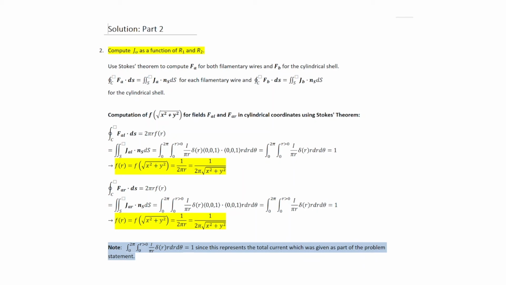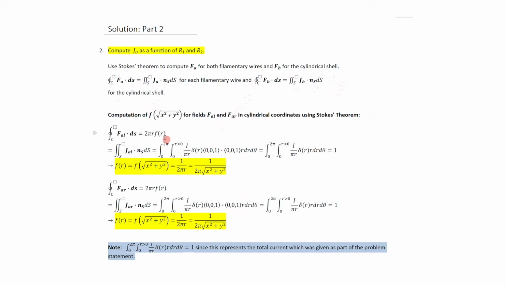We're going to use Stokes' theorem to compute FA for both filamentary wires and FB for the cylindrical shell. Here we've shown what Stokes' theorem is for the filamentary wires, AL and AR. For the cylindrical shell, it's the same thing, but with different labels. So we'll do FAL and FAR first. We want to compute this scalar function that precedes the vector expression, the unit vectors.